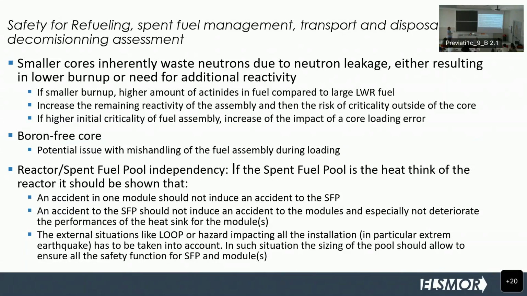fuel enrichment. Because it's wasteful, there's an increase in the remaining reactivity of the fuel assembly, which must be taken into account when doing criticality assessment. But this is something that is done in this kind of assessment all the time. And with the reactor and spent fuel pools in the same place, we need to take into account the interaction between the spent fuel and the cores.